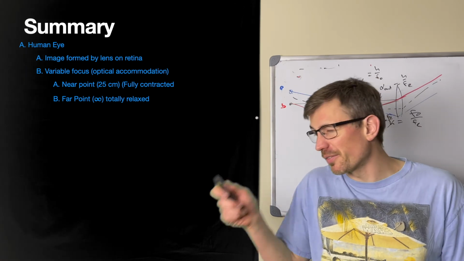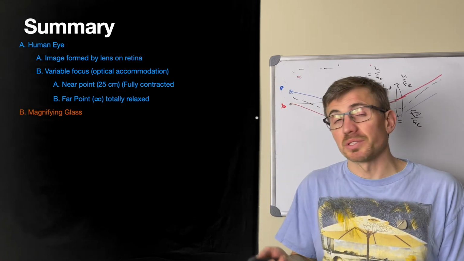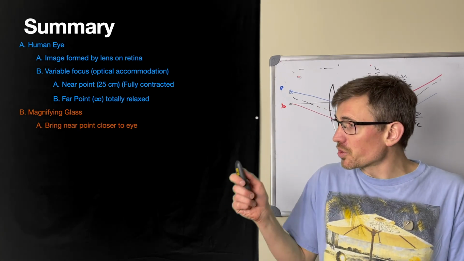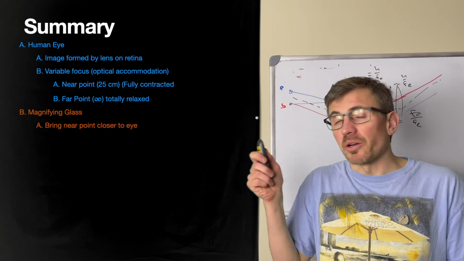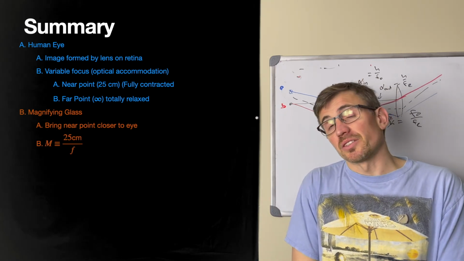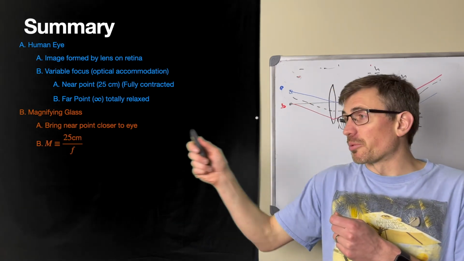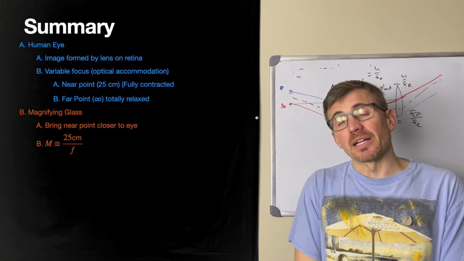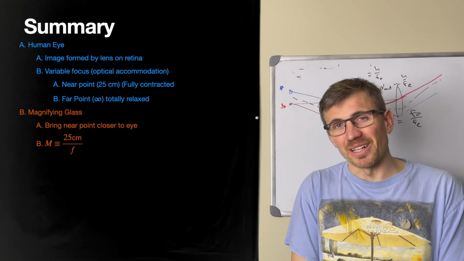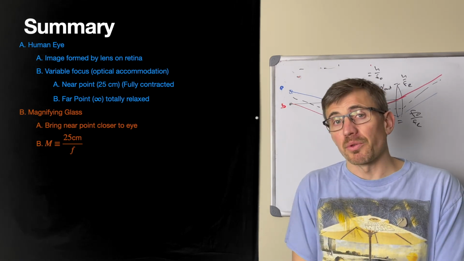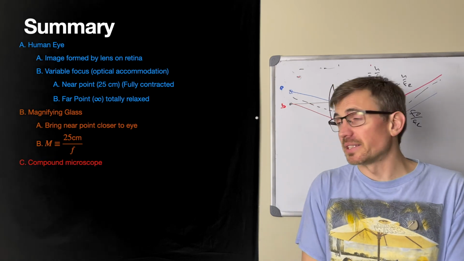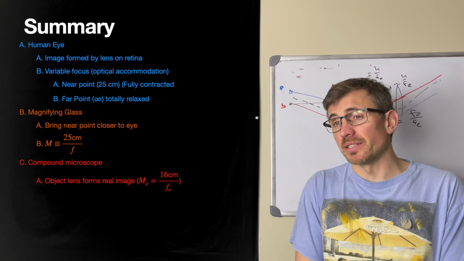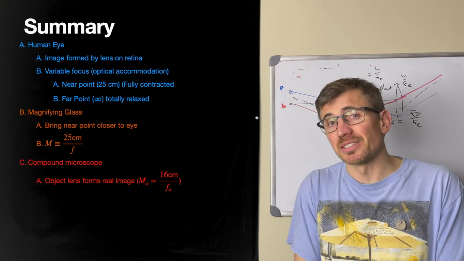If we want to look at something very, very close, we get a magnifying glass, a simple magnifier. What we get there is we form a virtual image, or equivalently bring our near point closer. Since our near point started at 25 centimeters, we can now bring it closer, a distance f away. That leads to this definition of the magnification of our simple magnifier. We can improve on that with a two-lens design known as a compound microscope. First, we form a real image with an objective lens, and then we just use a magnifying glass on that real image.